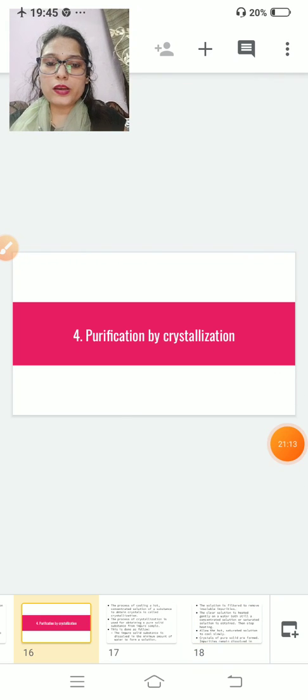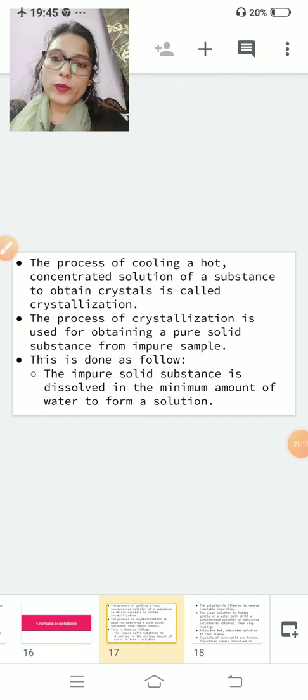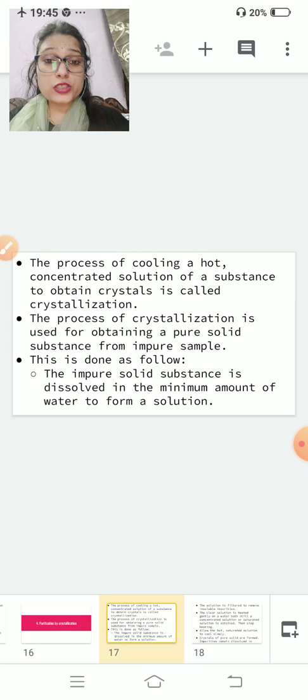Our fourth method is purification by crystallization. See, what do you mean by crystallization? The process of cooling a hot concentrated solution of a substance to obtain crystals is called crystallization. Clear? It is very important. If a question comes like this, what do you mean by crystallization? You will write: the process of cooling a hot concentrated solution.